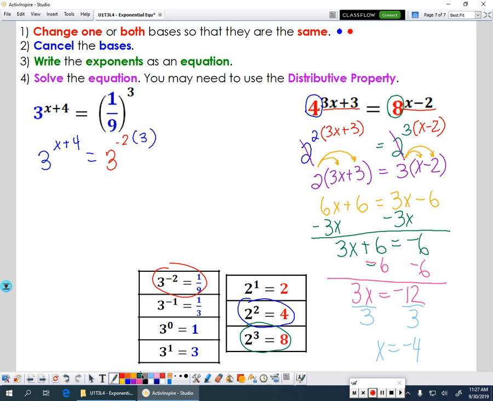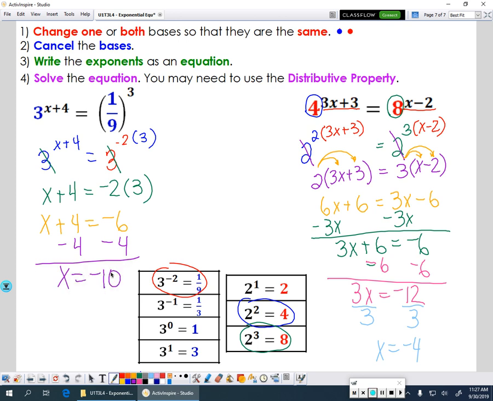All right, now it's time for me to cancel out my bases and write these exponents as their own equation. And now let's solve. So x plus 4 is going to equal negative 6. I need to undo this addition, and I'm going to get x equals negative 10.